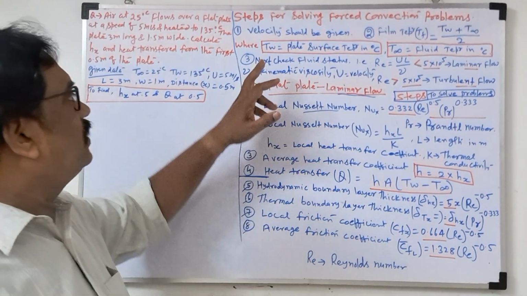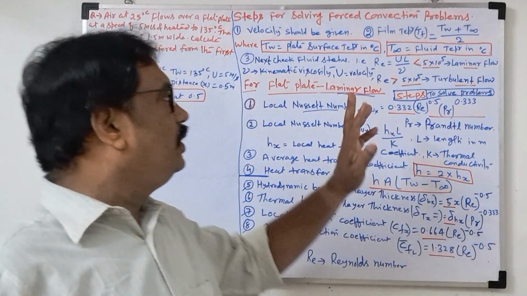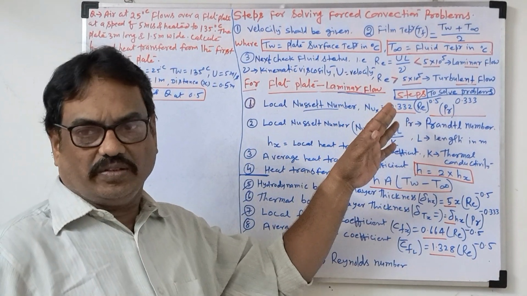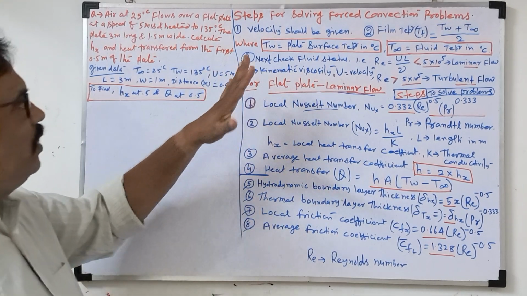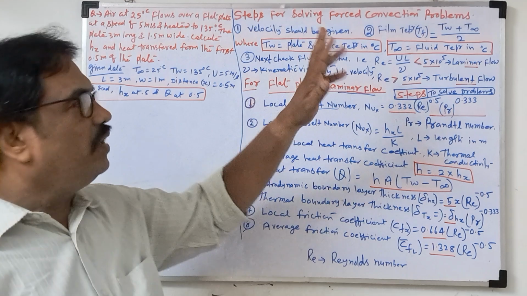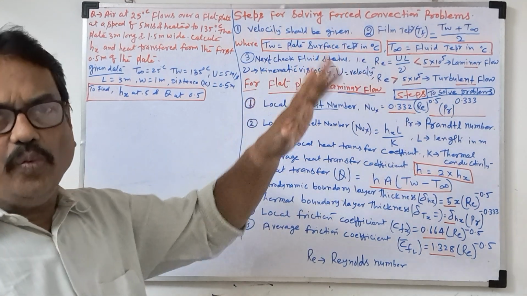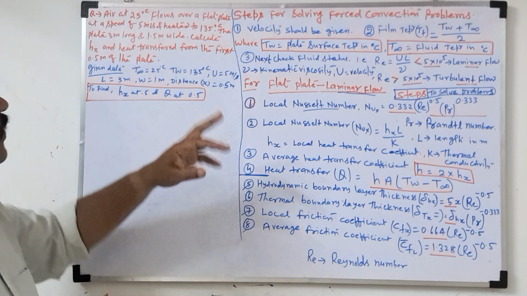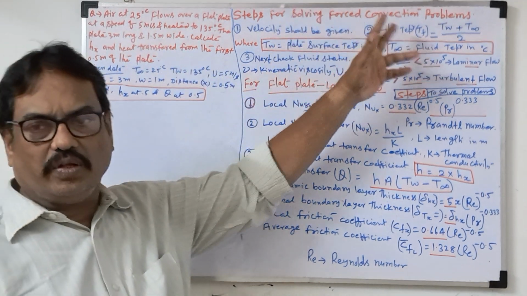Today we are going to discuss the steps of solving forced convection problems. Before this video, I discussed the process and solved one problem also. We have two types of convection, natural convection and forced convection. Here I am discussing forced convection. How will I know it is forced convection? If the velocity is given in the question, this is called a forced convection problem.